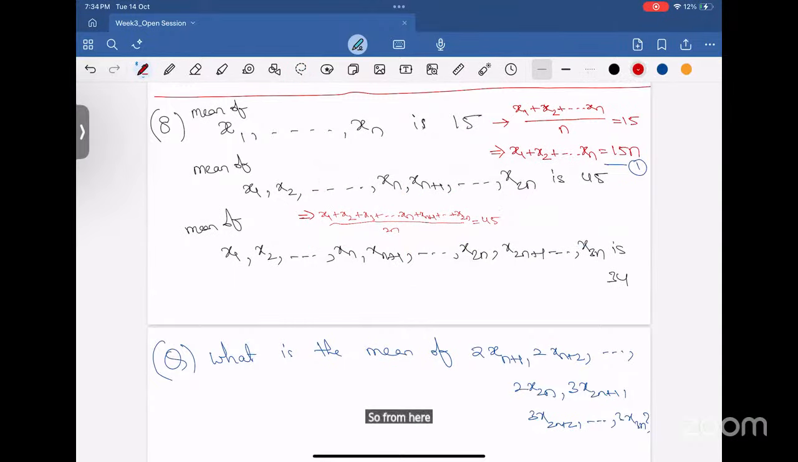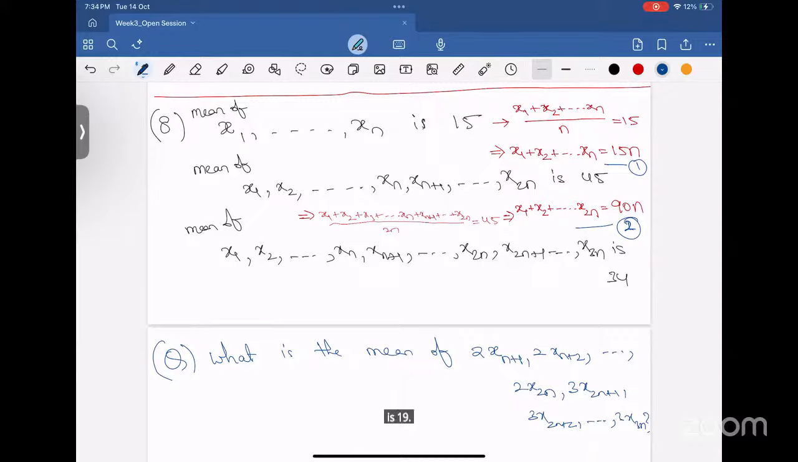So from here, I'll get the sum till x2n, which is 2n times 45 or 90n. Good. We'll come to the third piece of information, but from the first two, I know the first n data points sum to 15n, and the whole 2n data points sum to 90n.